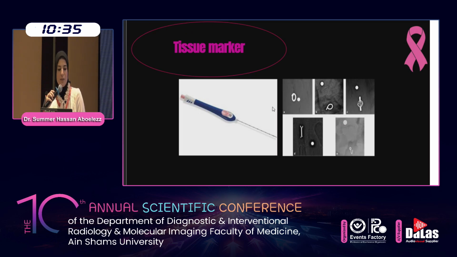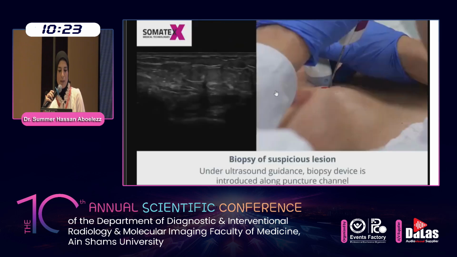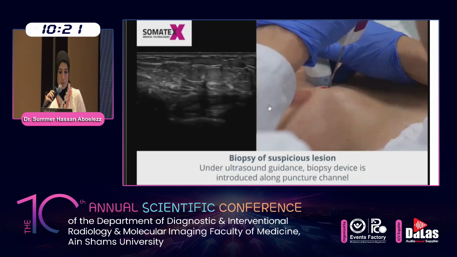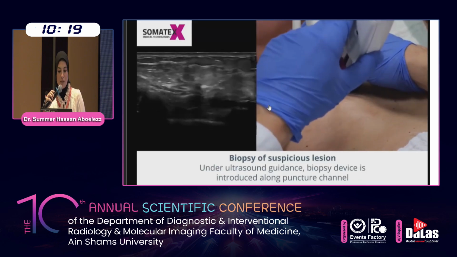The other type is the tissue marker, which usually has surrounding material, either collagen, polylactic acid, polyglycolic acid or hydrogel, and is applied simply by firing a button while retracting the needle. This is a short video about the application of the tissue marker.